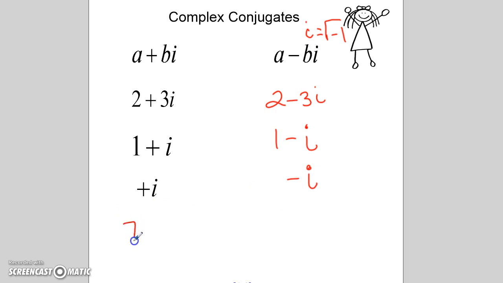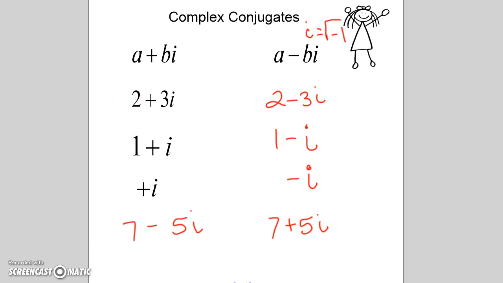You know what example I don't have in here? What if I had 7 minus 5i? What's its conjugate? You go ahead and write it down. 7 plus 5i. So the conjugates are the same numbers, but what changes on the inside is just the sign.